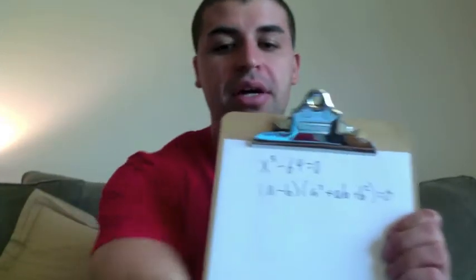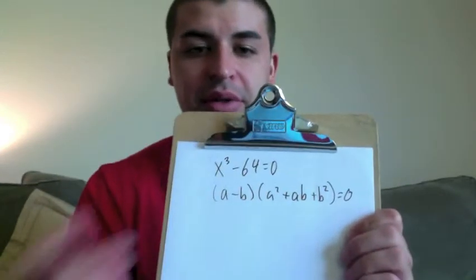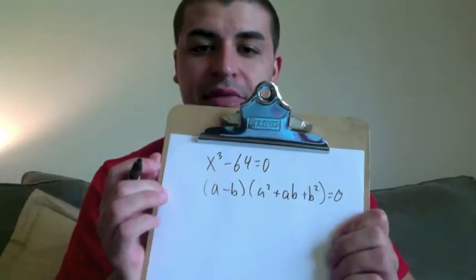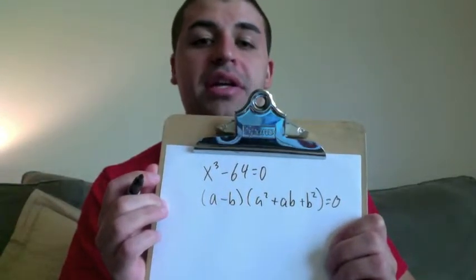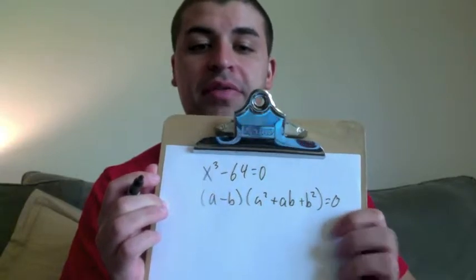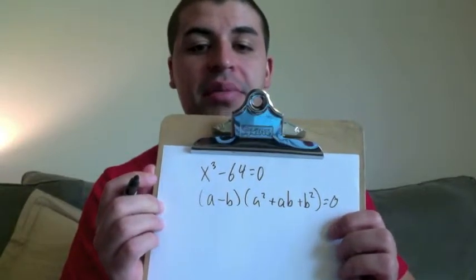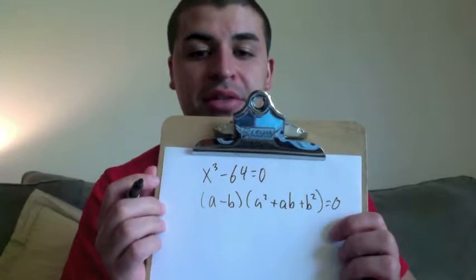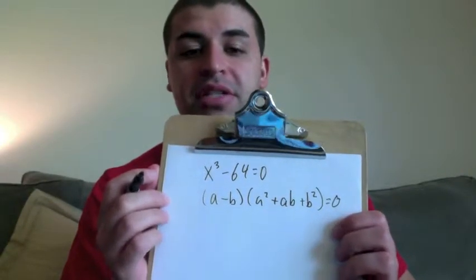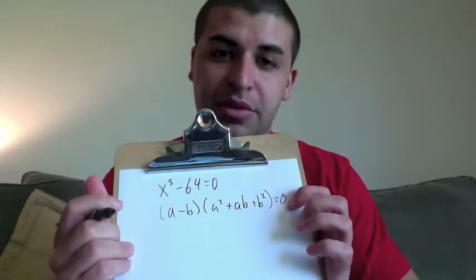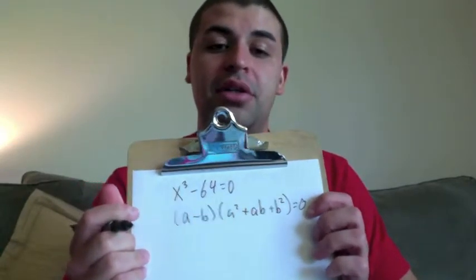Alright, so now we're going to try this difference of perfect cubes. We have x cubed minus 64 equals 0. So we're going to use the formula a minus b times a squared plus ab plus b squared. If it were the sum of perfect cubes, that would be a plus b times a squared minus ab plus b squared. In this case, we want to set it equal to 0 because we're doing a zero factor. We're trying to find our roots.